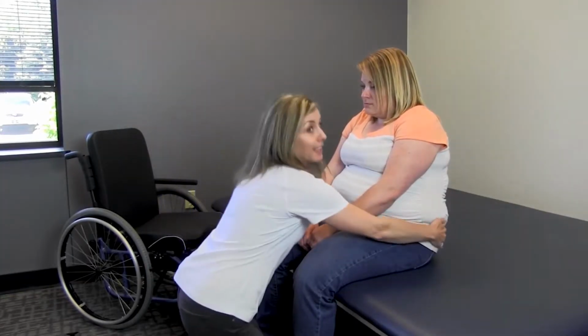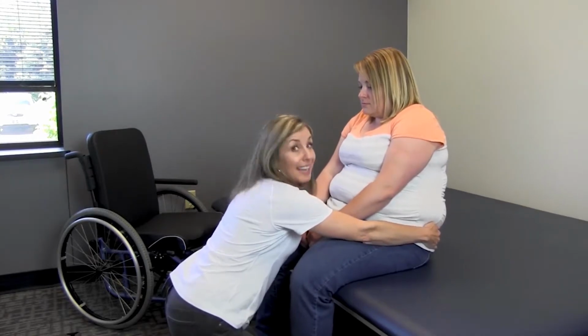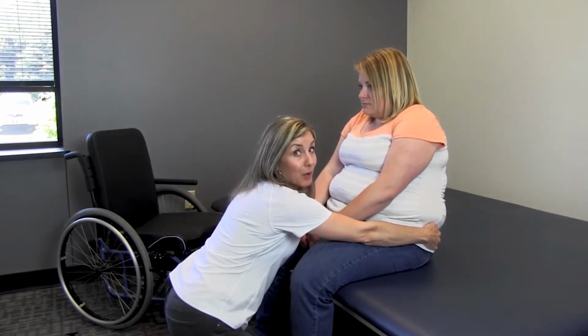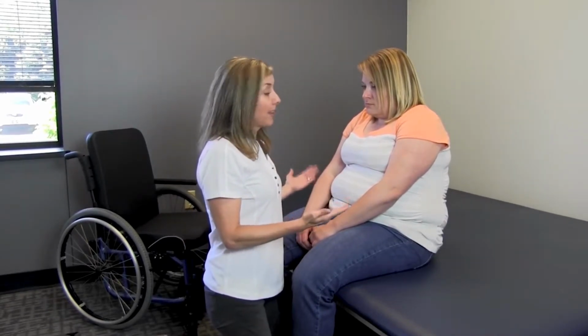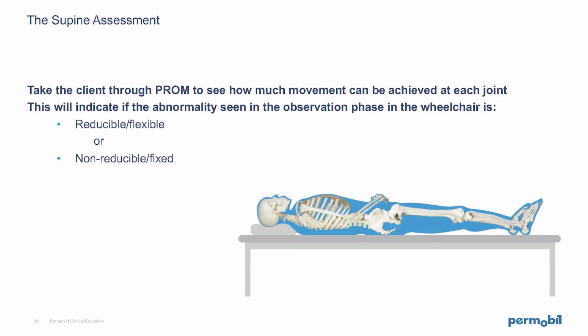The next thing is if you try and correct it, and she doesn't move. Okay, now I'm thinking, well, this may not be a reducible posture. And so my next step from there would be to lay her down on the mat table in supine. Okay, so Stacy led us right into the next slide, which is the supine assessment.